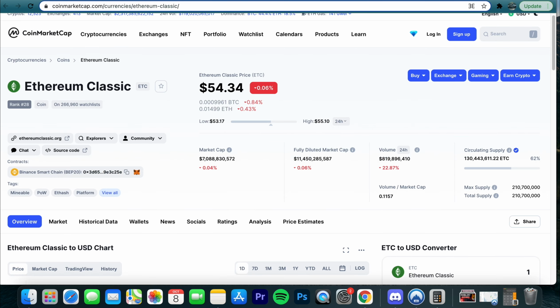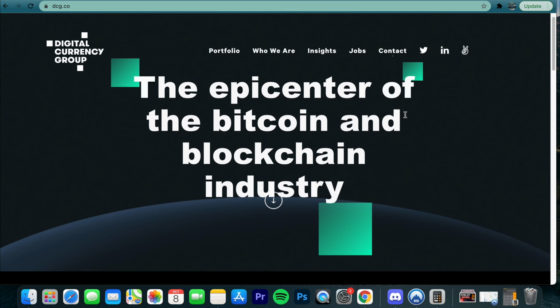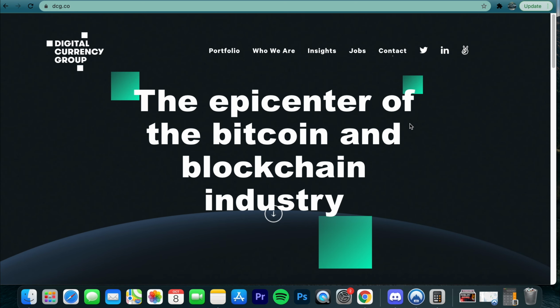So taking a look at Ethereum Classic, we're first going to start with Grayscale and why this is important. Now, Grayscale is the largest digital currency investment company, and the rulers and controllers of Grayscale is DCG, which is Digital Currency Group. Digital Currency Group also owns CoinDesk and a handful of other corporations and companies in the investment world.